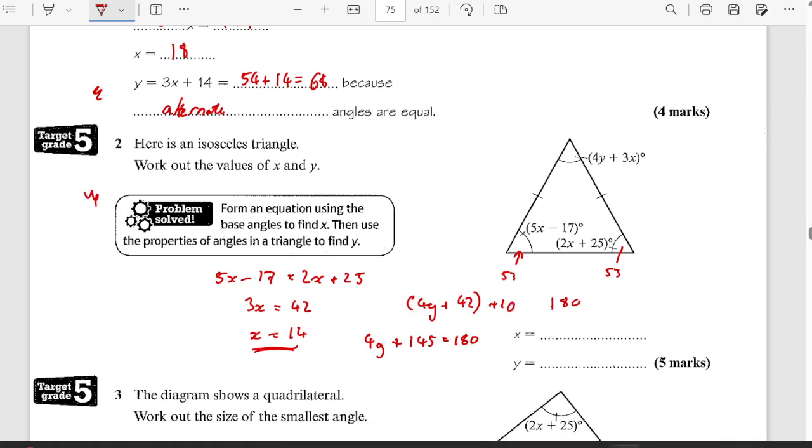So that should be 106, meaning this angle here is actually 148. So if I take 148 from both sides, I'd get 4y is equal to 32. And then divide both sides by 4, I get y is equal to 8. So x is equal to 14 and y is equal to 8.